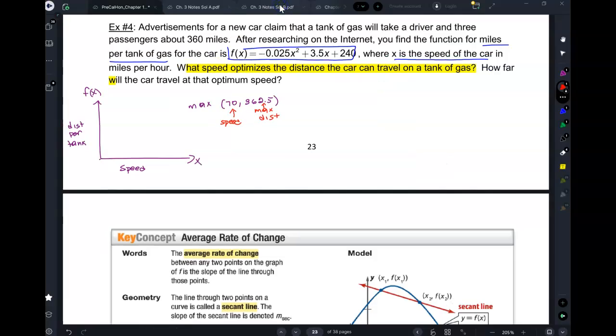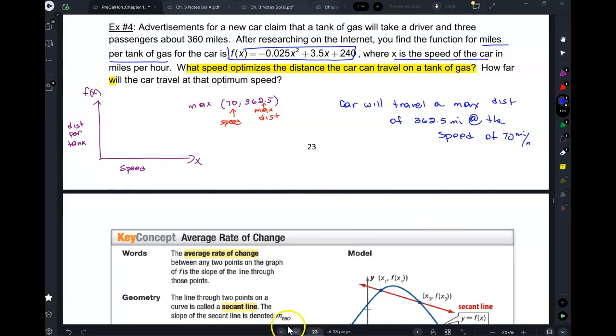Okay, so now the question is asking what speed optimizes the distance the car can travel, and how far is that at the optimum speed? So you can say in words, the car will travel a maximum distance of 362.5 miles at the speed of 70 miles an hour, right?